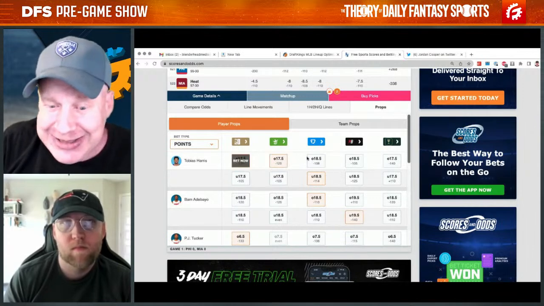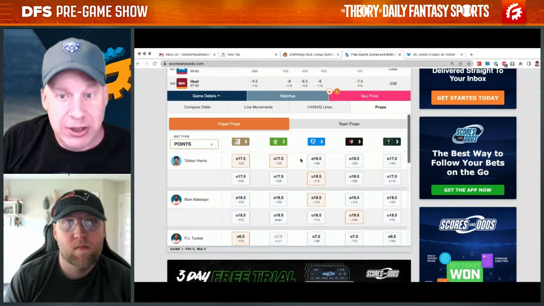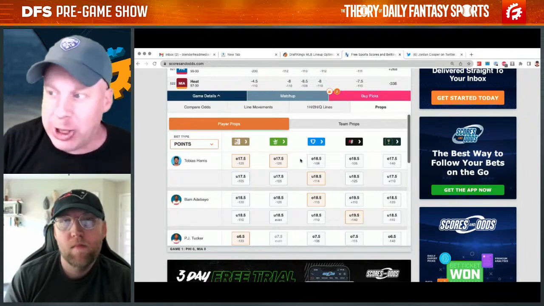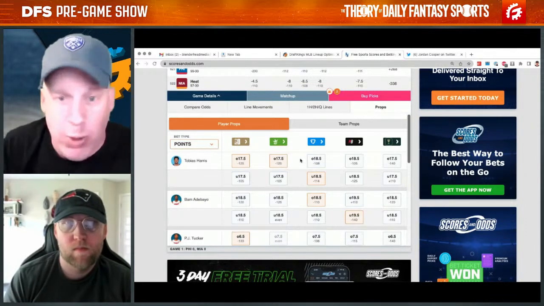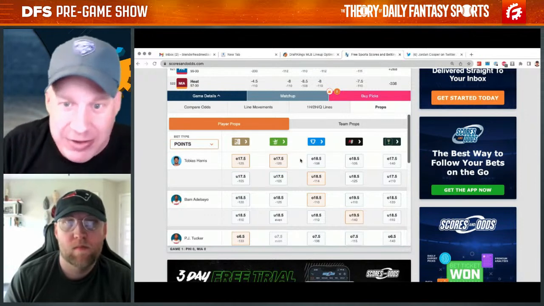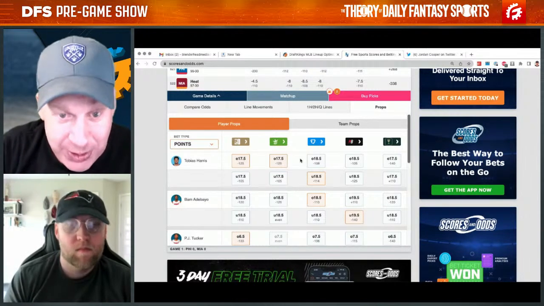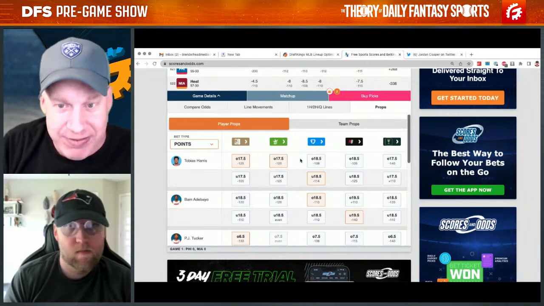And in the case that these lines are efficient in general, it's a coin flip. You're going to win half of them, but you're going to pay vig, and you need to win 52.4% of them to break even.